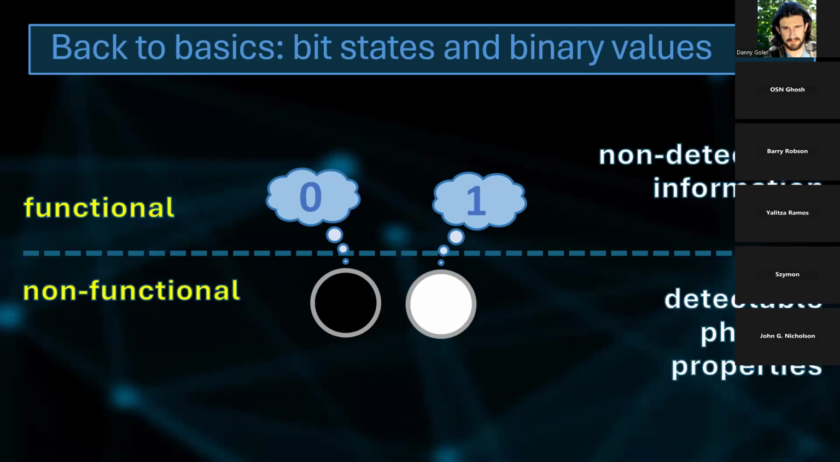And what's important in computers is that, in fact, the detectable physical properties are not the basis for the functionality of the computer itself, which we require from it. The functionality is in those non-detectable information entities which are associated with them.